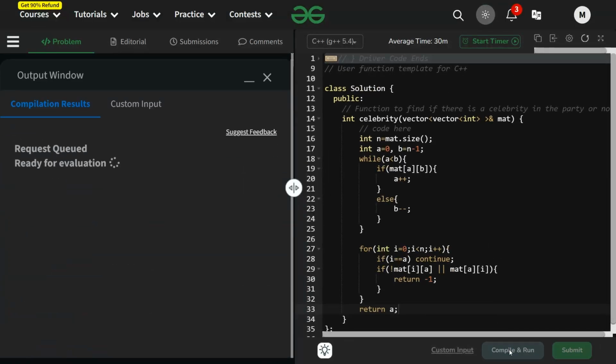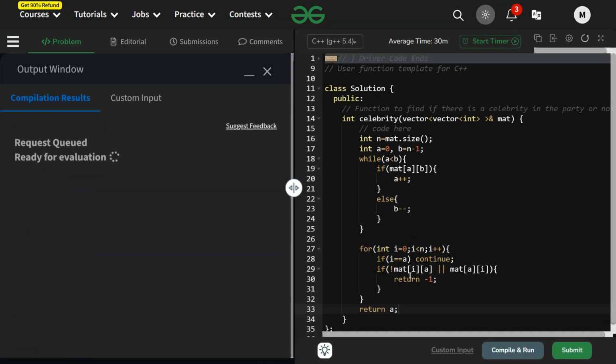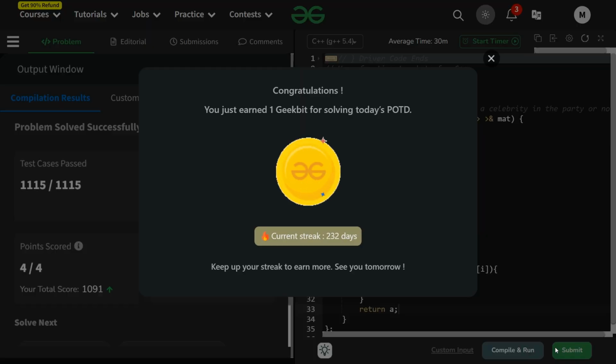Let us try to compile and run it. You can use B also in the second loop, the values of A and B are actually the same. Let us try to submit it. Hope it will run fine, should not give any error. Running fine, the counter going up, and 232 day streak.